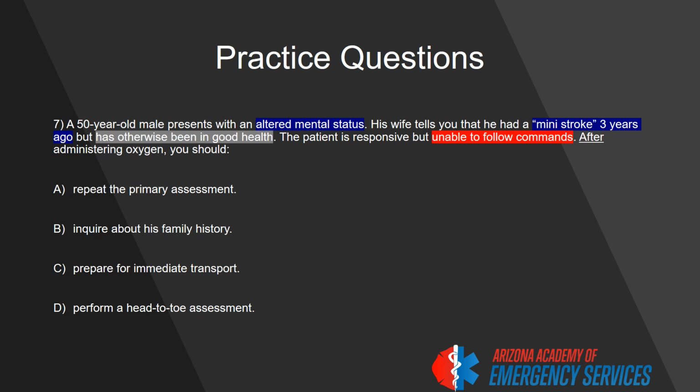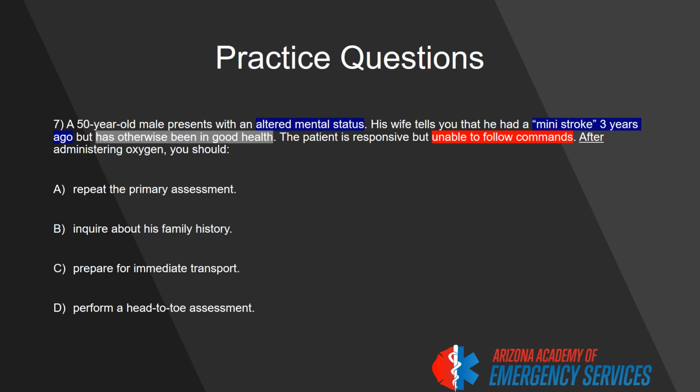These mini strokes, as they are commonly nicknamed, are called TIAs, transient ischemic attacks. What that is, is a blockage in a cerebral artery that took hold and caused the signs and symptoms of a stroke, but the body was able to break up the clot under its own volition, without any medical treatment, within 24 hours. Thus blood flow was restored to the affected portion of the brain, and the signs and symptoms resolved themselves.